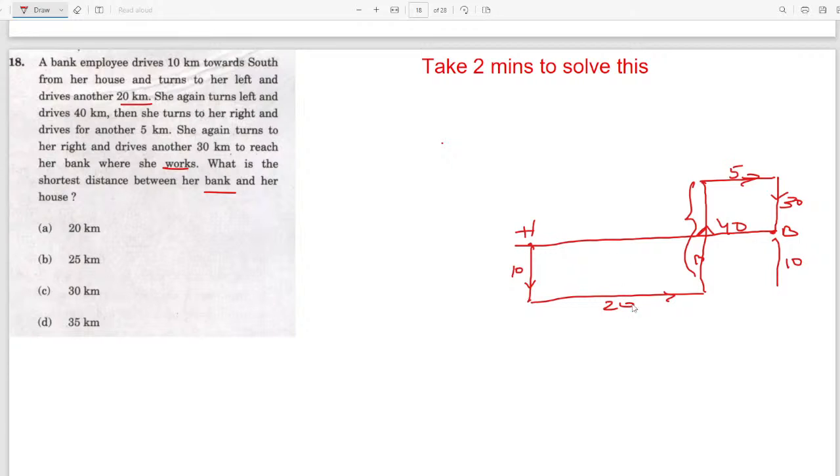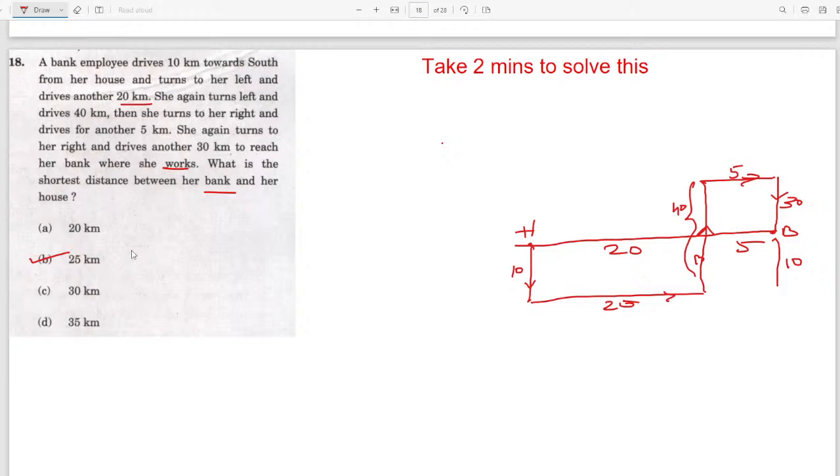So this distance is 20, and this is 5. This is not 40. This length is 40, this whole length is 40. And this horizontal distance is 5 and 20. Total distance is 20 plus 5, 25. The correct answer is option B.